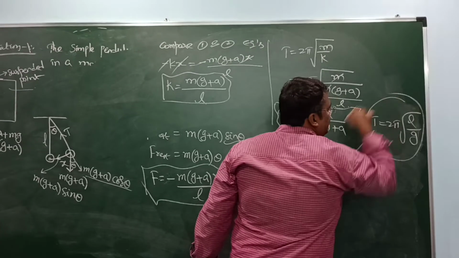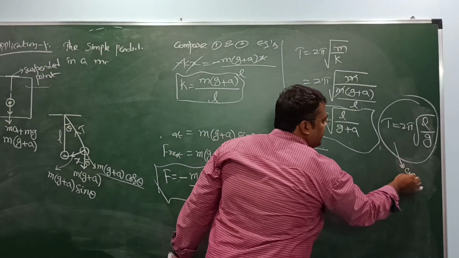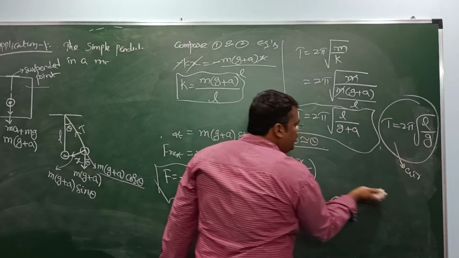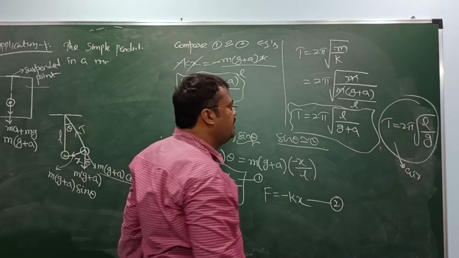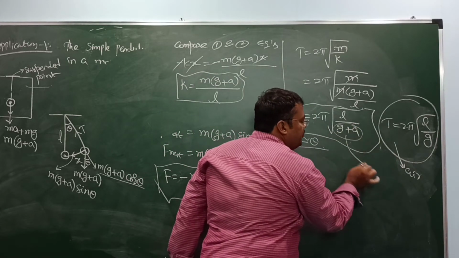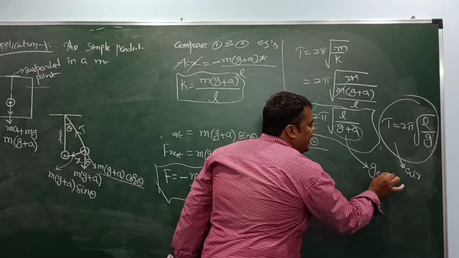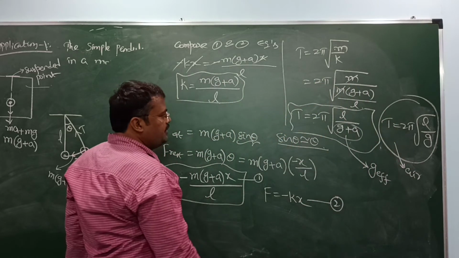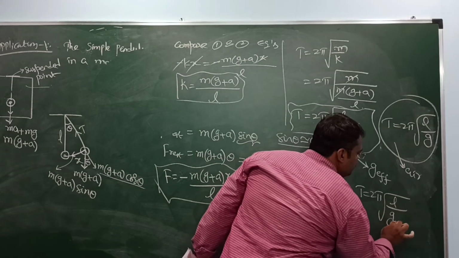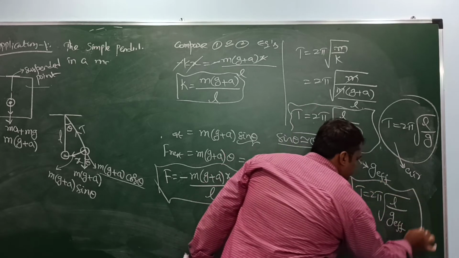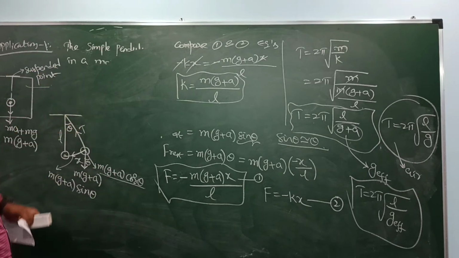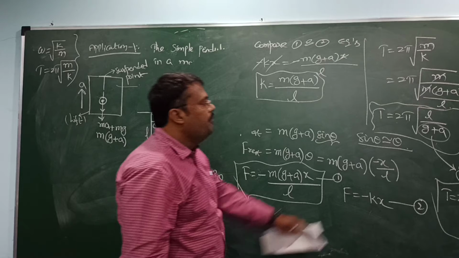So what you observe in the two cases: when the pendulum is at rest, it is 2 pi root L divided by g. Whenever you hang the same pendulum inside the lift, it experiences a pseudo force, because of which g becomes effective. That's why we have to write T is equal to 2 pi root L divided by g effective. So this is one application of the simple pendulum's main concept.